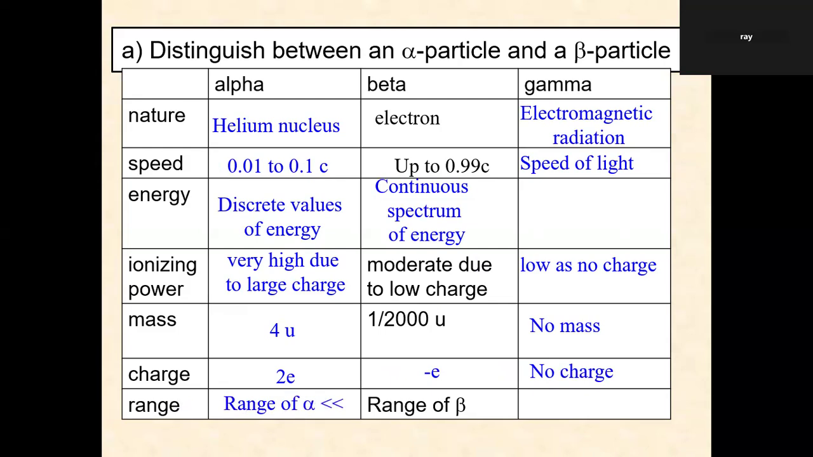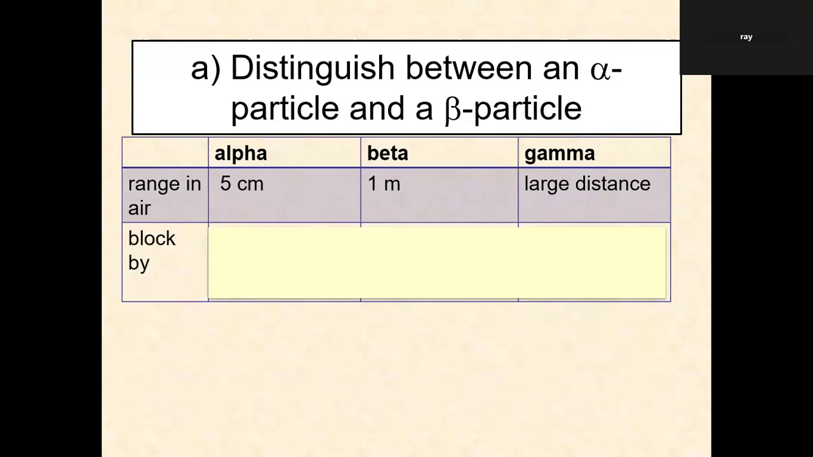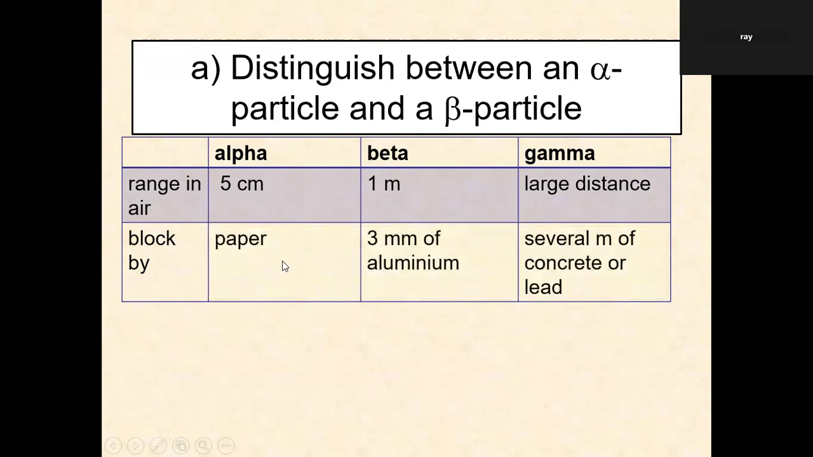Range: alpha is very much less than beta, and beta is very much less than gamma. Gamma is the longest range. In terms of actual value, it is 5 cm in air for alpha, 1 meter for beta, and a large distance for gamma. Stopped by paper for alpha, 3 millimeter aluminium for beta, and several meter of concrete or lead for gamma. These are all memory work, nothing can teach you.